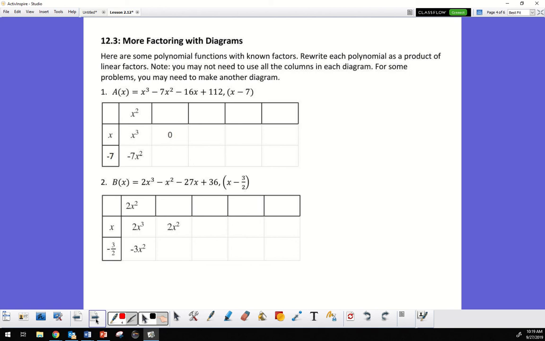The one that says bathroom pass? Oh, that one? Okay.